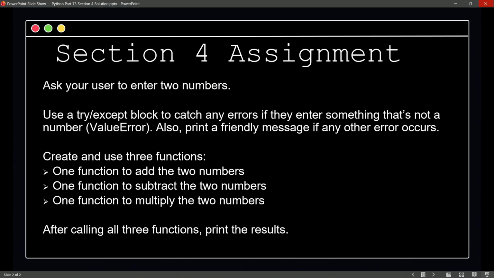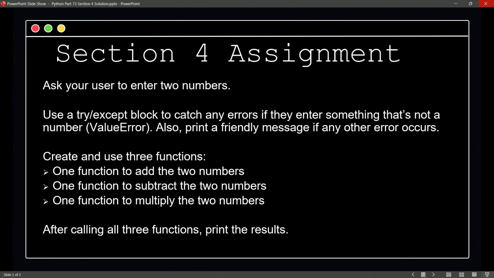And what was that assignment? Well, as you might remember, we needed to enter two numbers and then do a try except block to catch any errors, particularly errors that involve value error. And then we also need a friendly message if any other error occurs. You now recognize that, of course, as the default except block that we can have. And we taught you that.